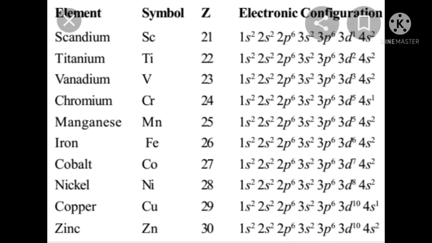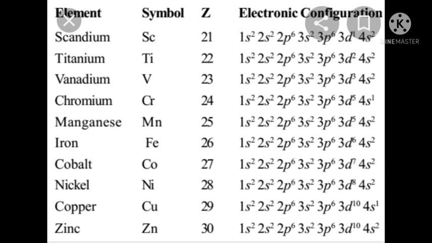Like that, in the following elements also the last electron is present in the 3D subshell. Titanium 3d2, 4s2, vanadium 3d3, 4s2, like that it goes. In the case of this first row transition metal, the last electron is present in the D subshell of the penultimate shell, that is the third shell, or the last electron is present in the 3D subshell. That is why this row of elements is known as 3D series. Is it clear?